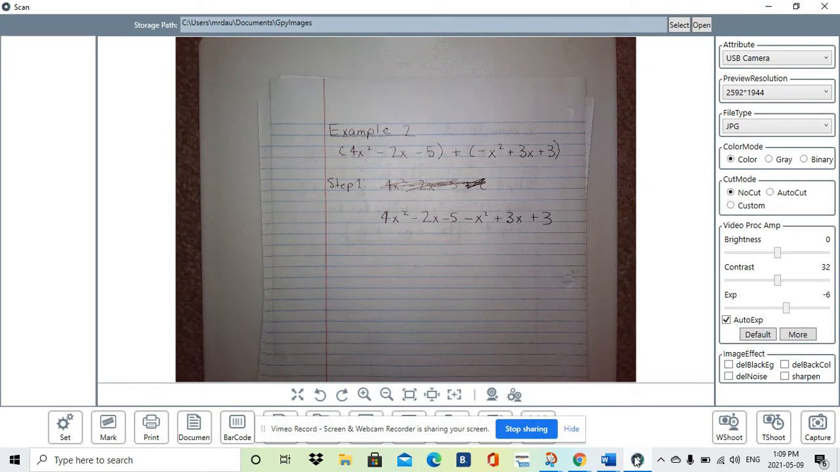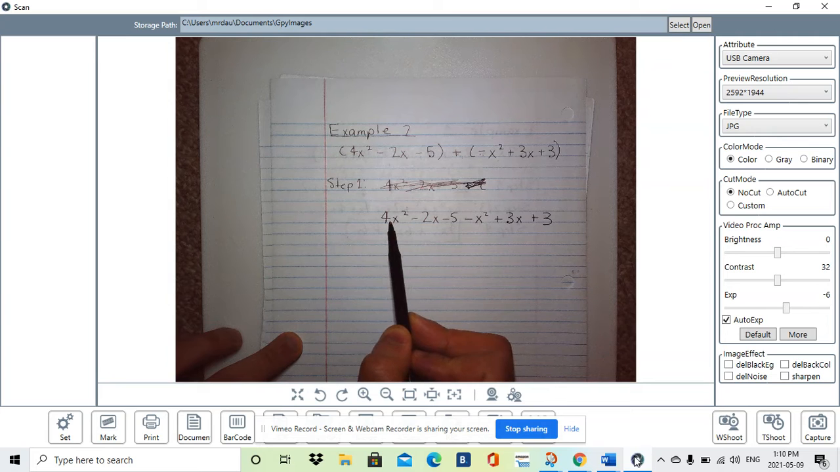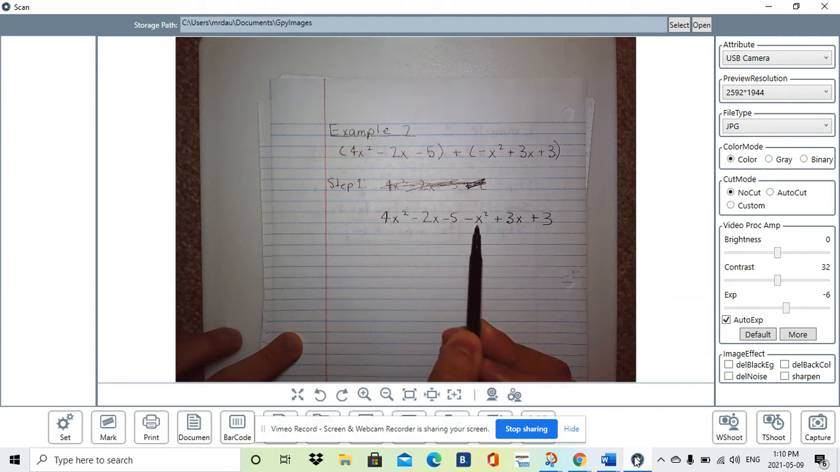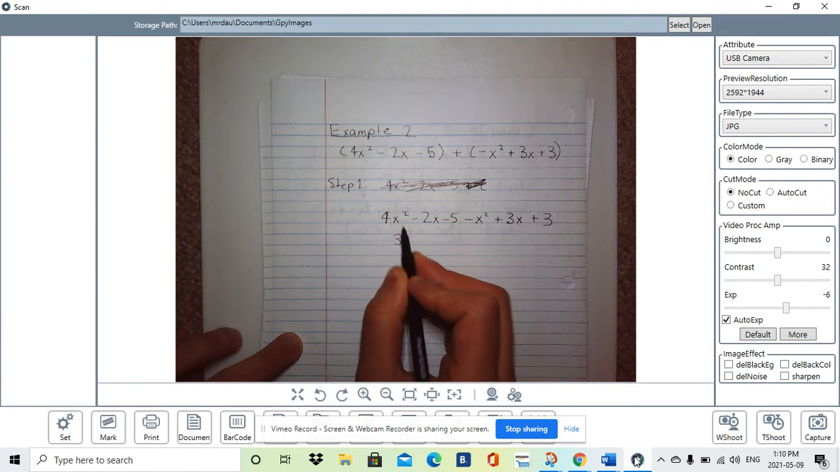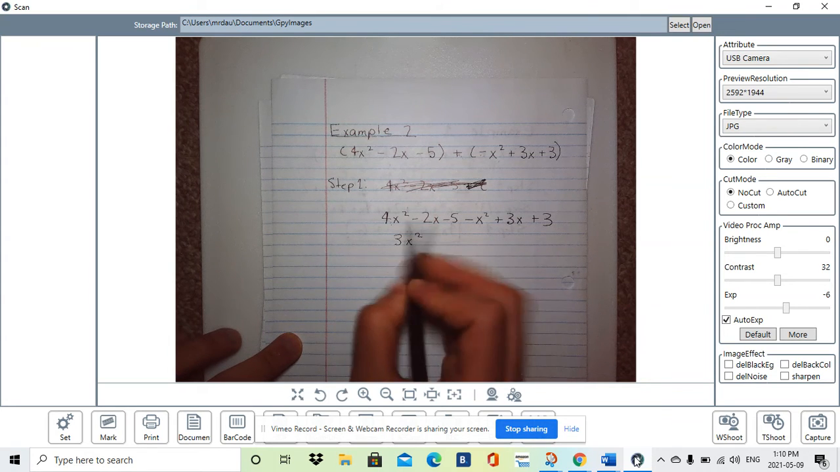Okay? Now we have to collect the like terms. So 4x squared and x squared are like terms. When we subtract them, we get 4x squared minus x squared is equal to 3x squared, right? Because 4 minus 1, subtracting the coefficients, we get 3. And then obviously we have to add the variable raised to the same exponent, so 3x squared.